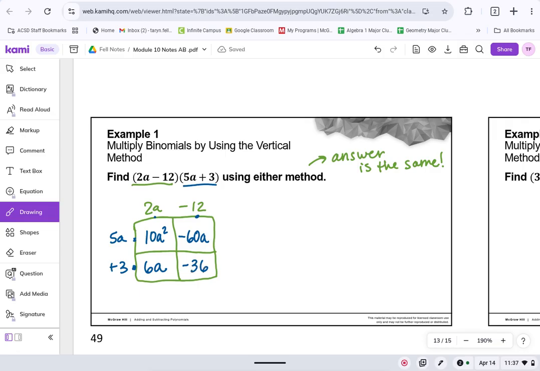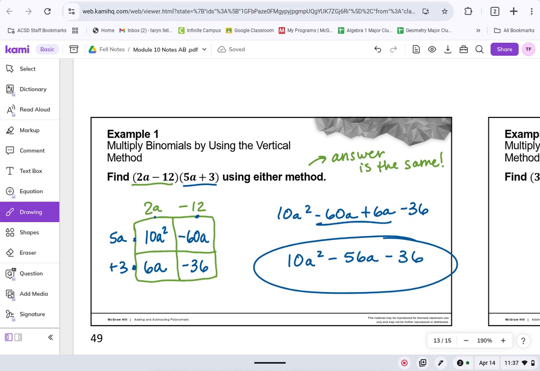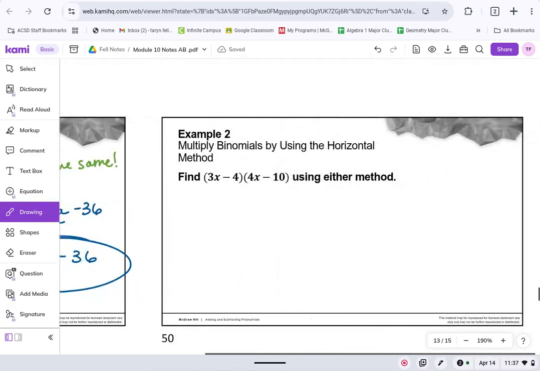Again, when I write out my answers, I would have 10a squared minus 60a plus 6a minus 36. When I combine like terms, I'd get 10a squared minus 56a minus 36, and that is my answer. So again, if you did FOIL or the double distribution, it might look different, but our answers are the same.